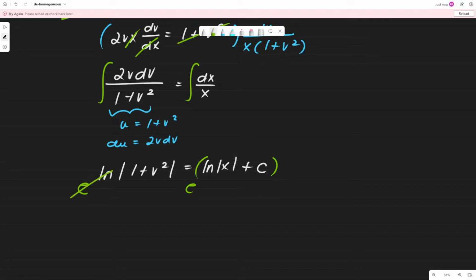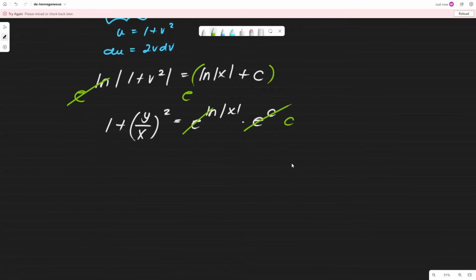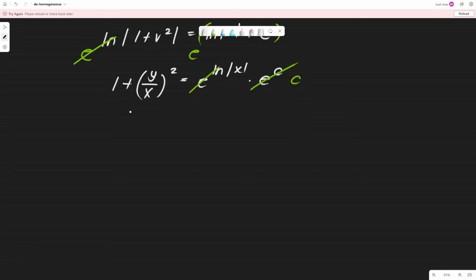So cancel to. So this one will give us 1 plus, substitute ko na, y over x quantity squared is equal to e raised to ln x times e raised to c. Alam natin na makakancel na yung e raised to ln dito, kasi na-segregate na natin siya. Then e raised to c is just simply c, it's just an arbitrary constant. So we will have 1 plus y squared over x squared is equal to cx.